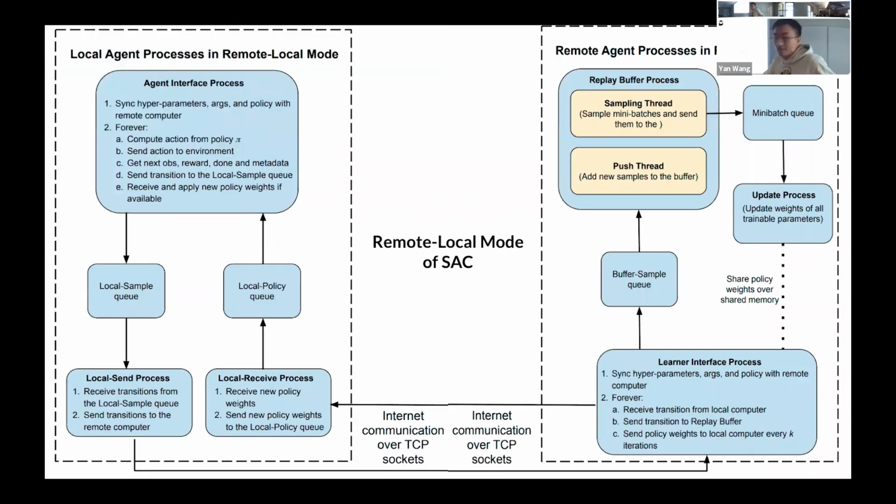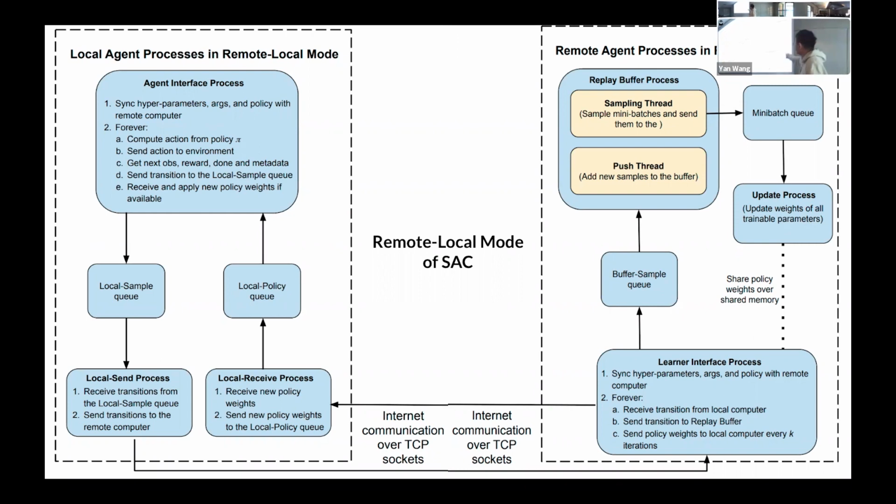Okay, so using SAC as an example, its remote-local mode consists of two main components: the local agent and the remote agent. The local agent has three processes that run in parallel on the local computer: an agent interface process, a local send process, and a local receive process. The agent interface process computes the actions to take in the environment. The local send process sends the interaction samples to the remote computer here. And the local receive process receives the updated policy from the remote computer.